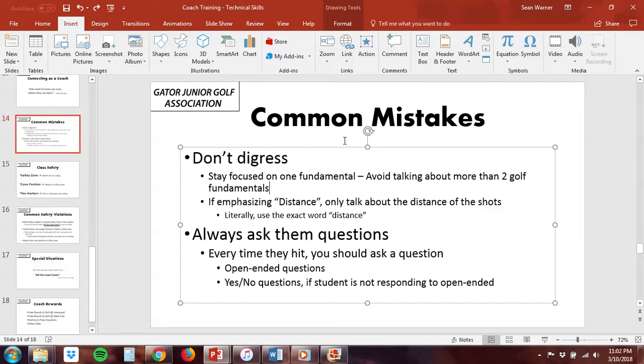Whereas if we're working on balance, your eyes need to be on their body and not at the ball, because your focus should be on the balance. So your intention is to work on balance, and your attention needs to be focused on their body. And like I just said, if your intention is to work on distance, then your attention is going to be downrange at how far the ball is going, okay?